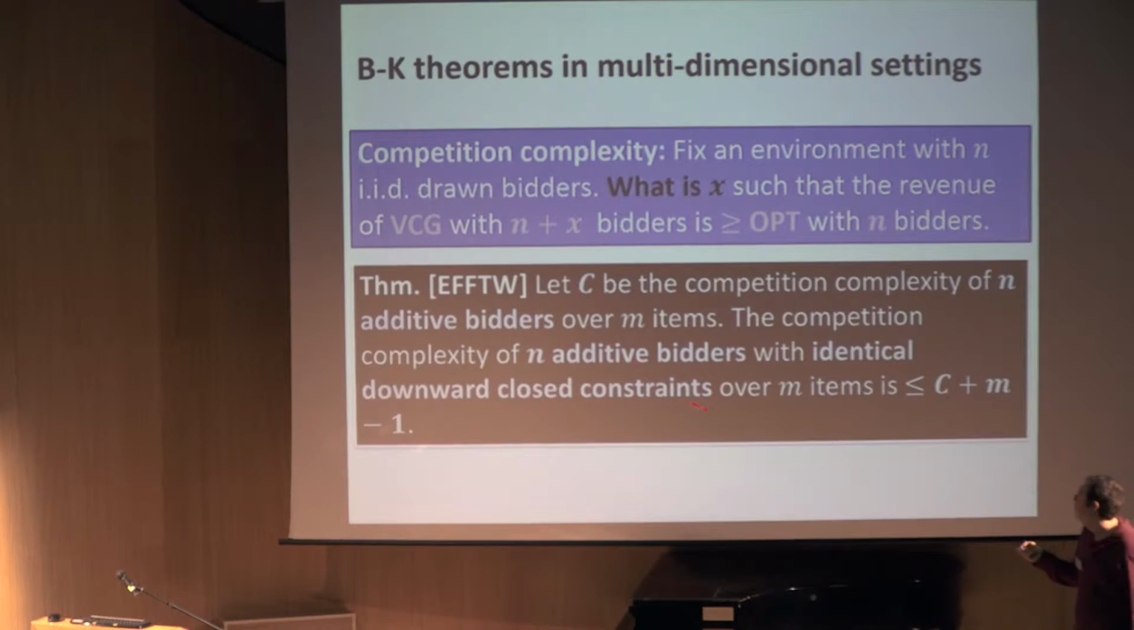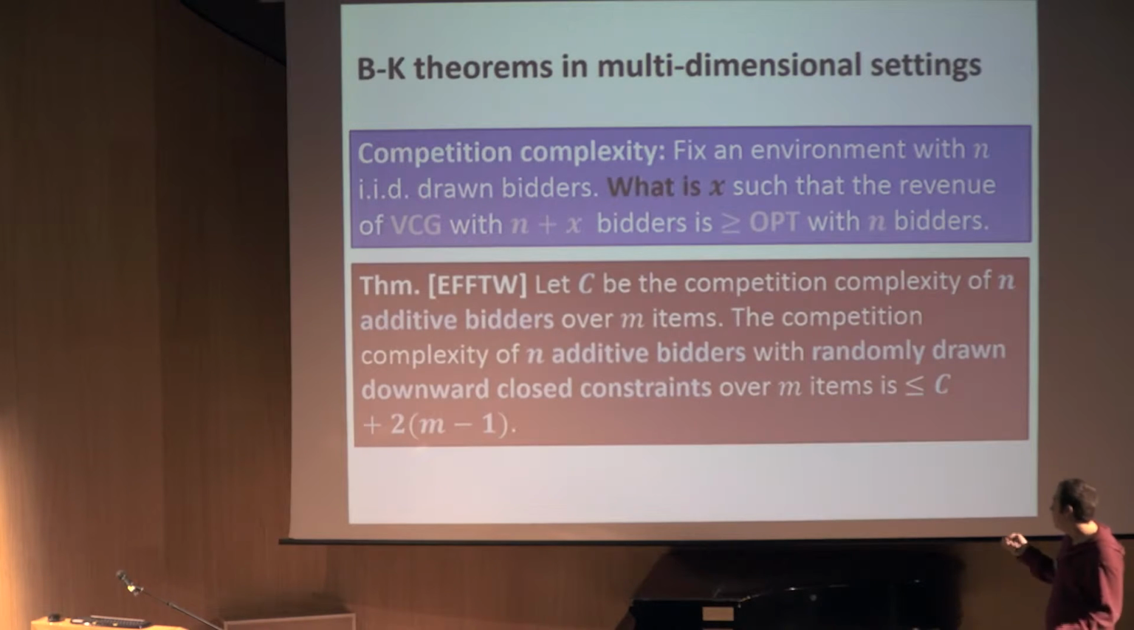We further extend it to bidders that are additive subject to downward closed constraints. So they have sets of items which they get the full value for, and these sets are downward closed. So we have some sort of reduction. Let's say we have some bound C on the competition complexity of n additive bidders. Then if we consider additive bidders with identical downward closed constraints over m items, in addition to the C, we need an additional m minus 1 bidders. So this is some sort of reduction. If we improve the bound for additive bidders, we improve the bound for additive bidders subject to downward closed constraints.